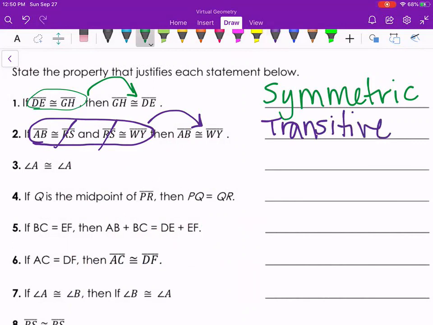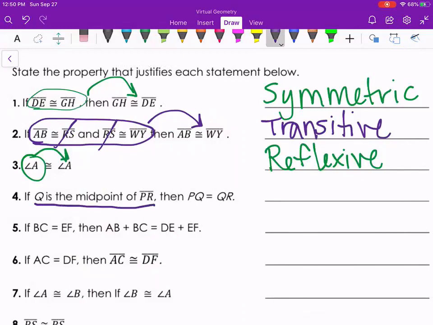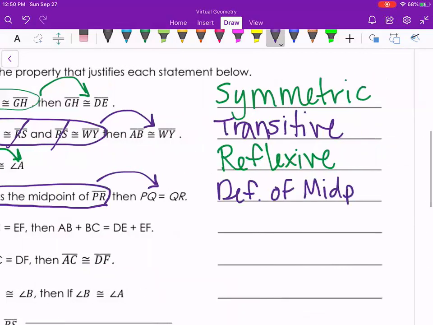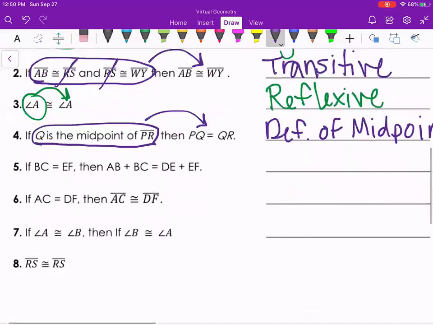All right, moving right along, we've got no change from beginning to end here, which is your reflexive. And then number 4, if Q is the midpoint of segment PR, then I get 2 equal lengths. This is a nice example of your definition of midpoint. All right, almost done, guys.